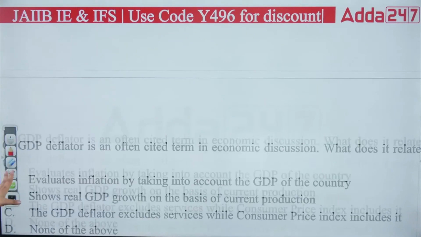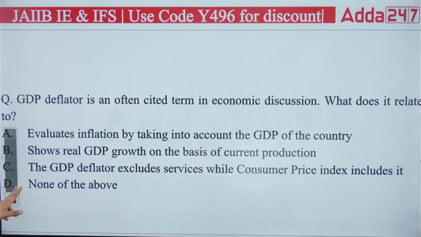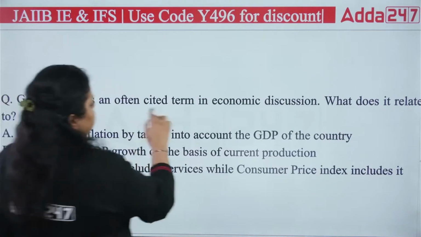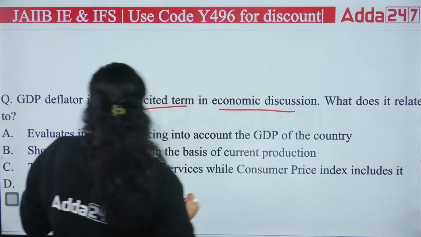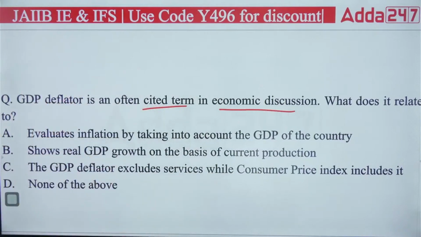Now, the next question we have is talking about the GDP deflator, which is an often cited term in economics discussion. What does it relate to? What actually does the GDP deflator mean according to these statements? First says it evaluates inflation by taking into account the GDP of the economy of the country. Second, it shows GDP growth on the basis of current production. Third, GDP deflator excludes services while consumer price index includes it. And fourth, none of the above. So, which of the following is/are correct here? A, B, C or D?